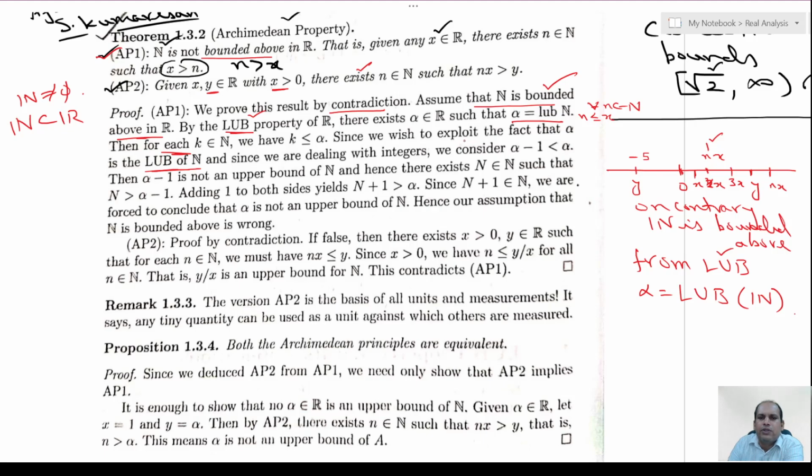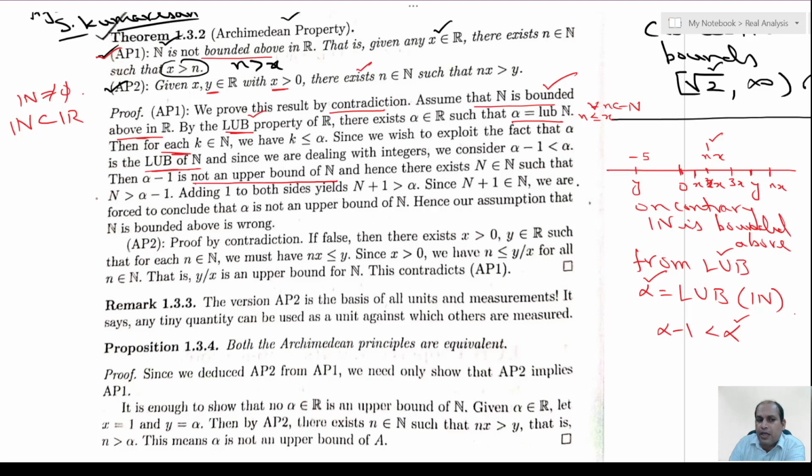Since we wish to exploit the fact that alpha is the least upper bound of N, and alpha is also a real number, then obviously if we subtract 1 from alpha, alpha minus 1 is clearly less than alpha. Because we have assumed alpha is the least upper bound, any real number less than alpha cannot be an upper bound of N.